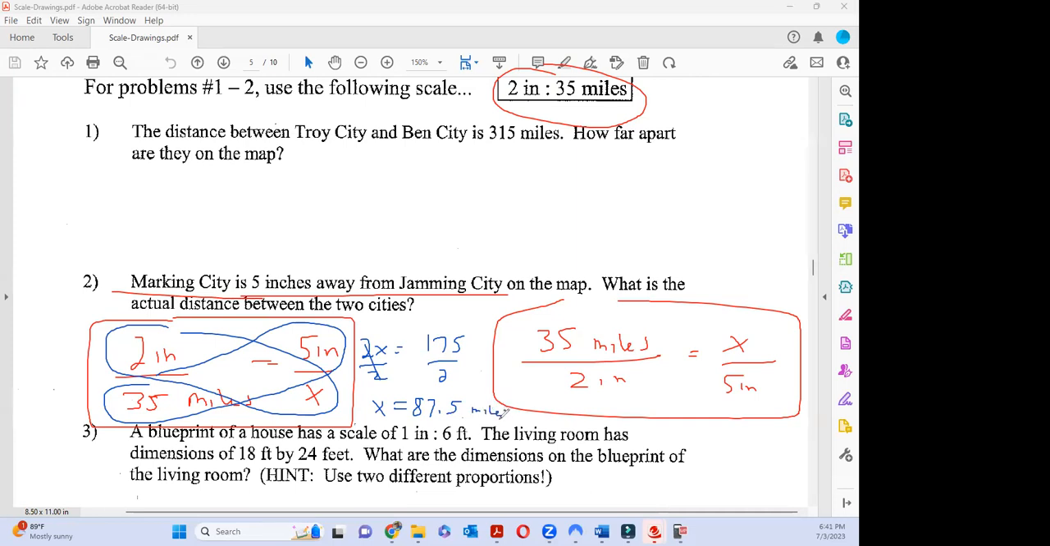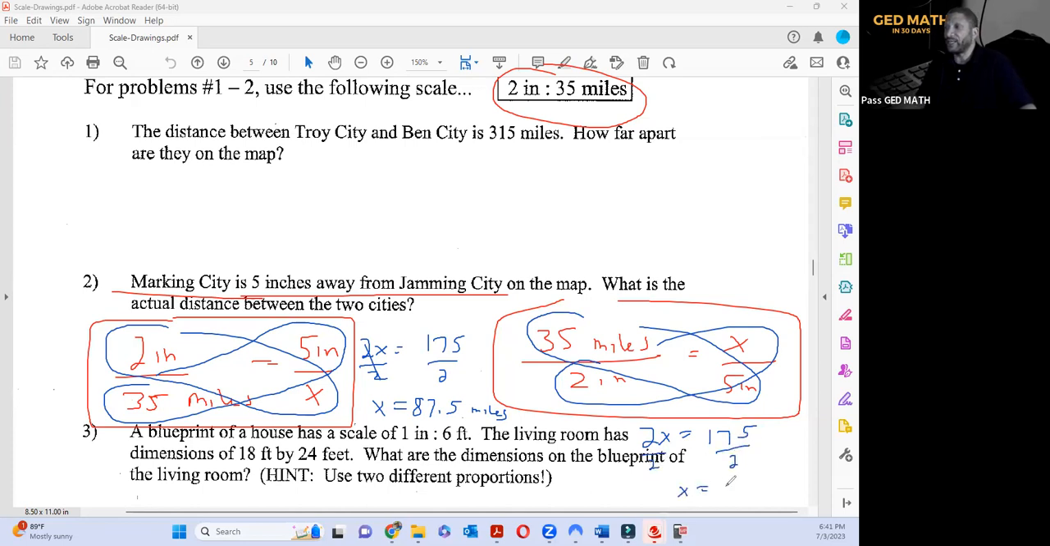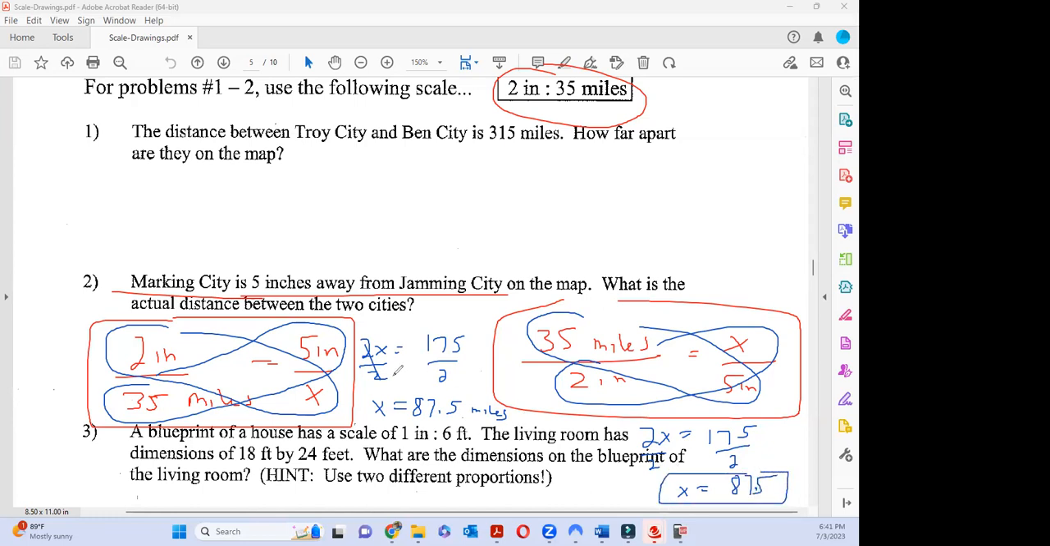Now, let's do the second equation. Again, we're going to cross multiply. 2x is equal to, what's 35 times 5? So 30 times 5 is 150. 5 times 5 is 25. We add both of those together. We get 175. Divide both sides by 2. And did we get the same exact answer?